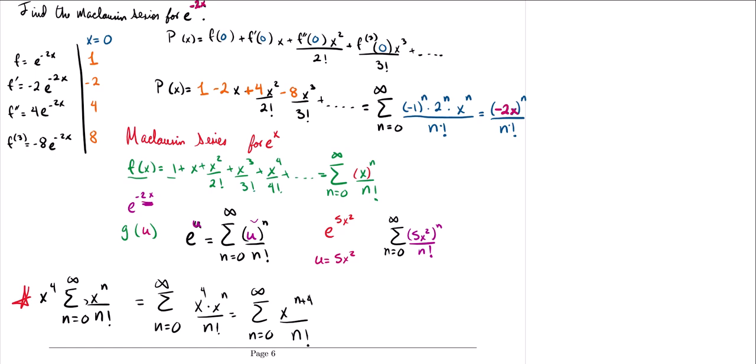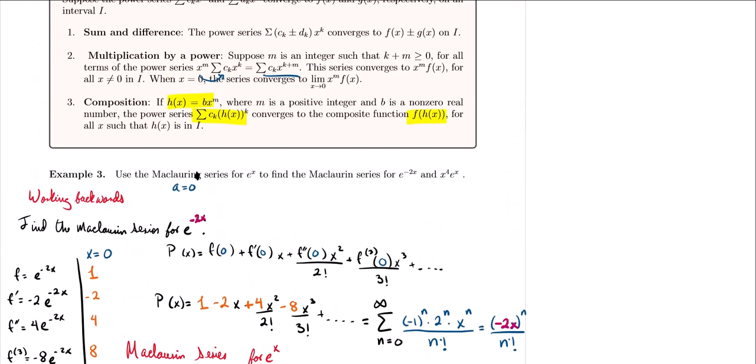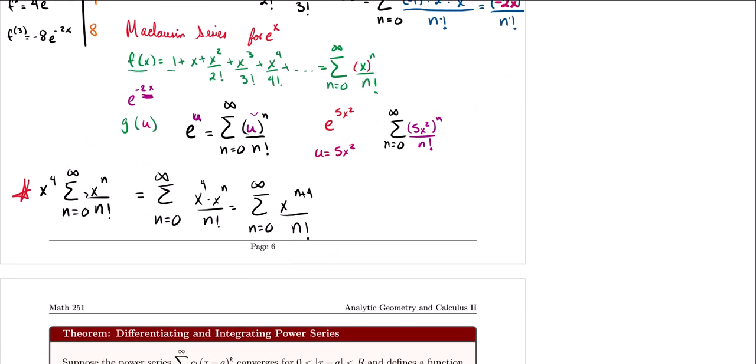Now, the other example that we did in class towards the end was, what about the power series for x to the 4th times e to the x? In that scenario, we can easily treat it as x to the 4th times the power series representation for e to the x. At this point, we can just bring the x inside the series, multiplying x to the 4th times x to the n. Now, using the properties of exponents, we're just going to have x raised to the n plus 4 divided by n factorial, and that would finish the problem.